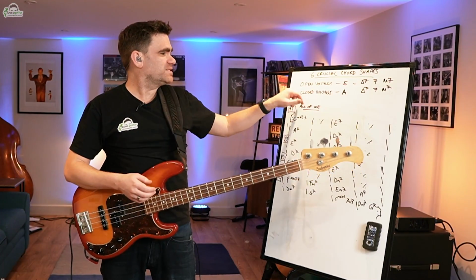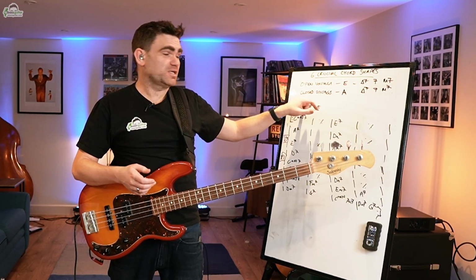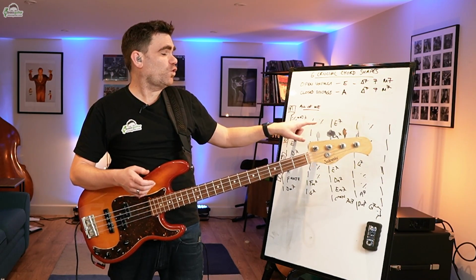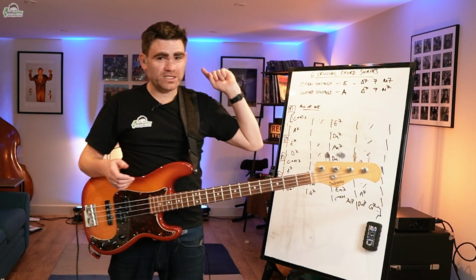So first of all, I'm going to take you through the closed voicings to begin with, because this is going to give us our C major 7, which is the first chord of All of Me, and I'm going to take you through those 3 shapes.